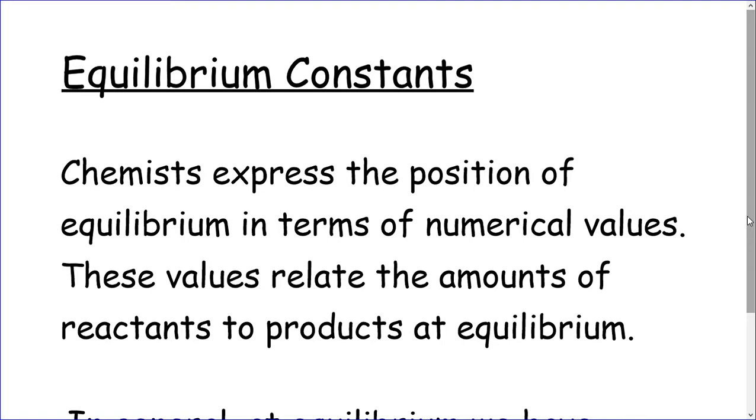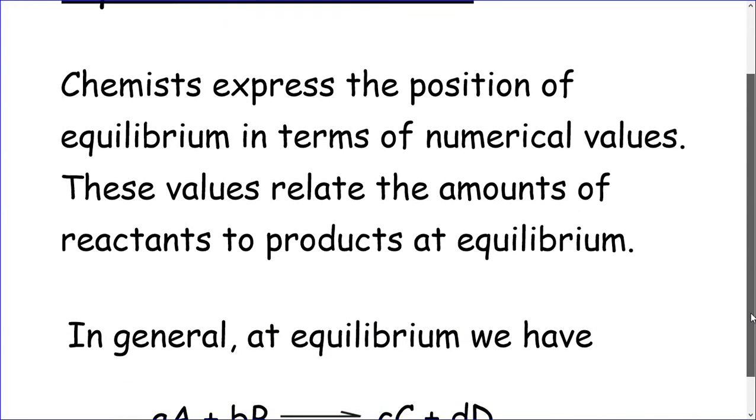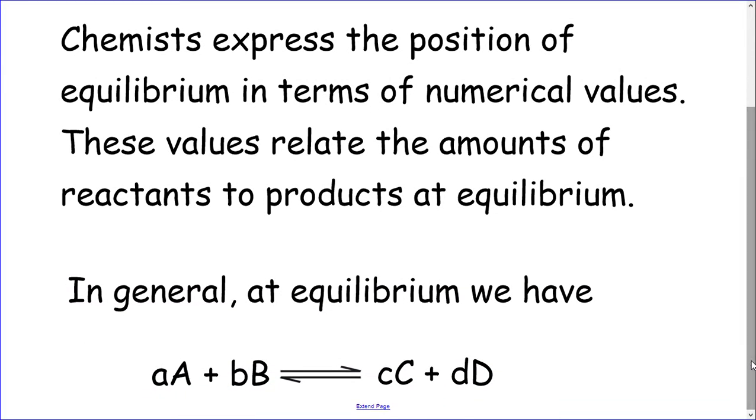So chemists can express the position of equilibrium in terms of numerical values, and these values relate the amounts of reactants to products at equilibrium. In general, at equilibrium, we have this set equation. Now, keep in mind that there may be more or less with each one, but basically the capital letters represent elements or compounds that are present. The lowercase letters, like a, b, c, and d, represent the coefficients, or the number of moles that are present. So most equations follow this template. And so at equilibrium, we have this idea for a reaction.